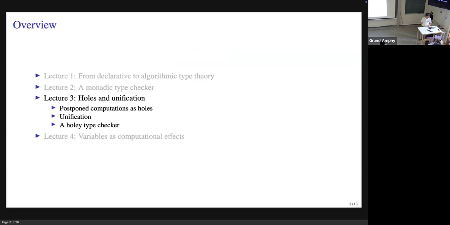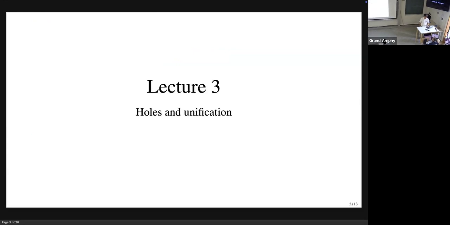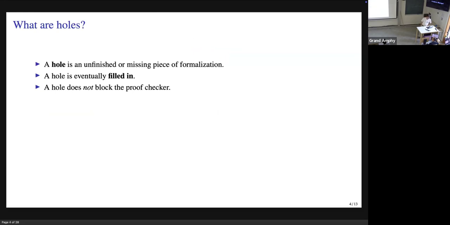Slides. There we go. Okay. So what is a hole? In general, when I think of a hole, I think of some sort of unfinished or missing piece of formalization or code. You're writing code, and there's a piece that you, as the user, don't want to provide for some reason. Maybe it's an implicit argument. Maybe it's actually a hole you want to make there, but it's information that you haven't provided yet, or that should be provided somehow, but it is not there.